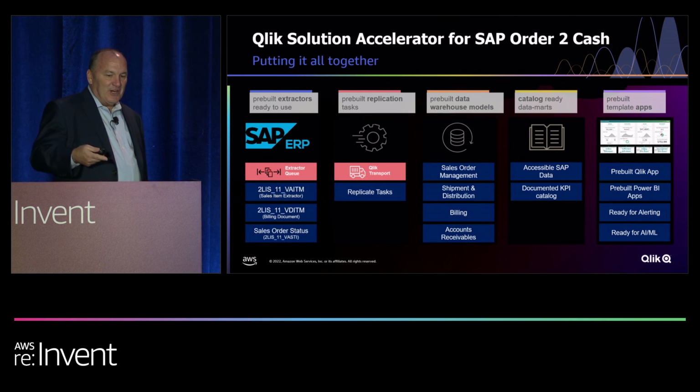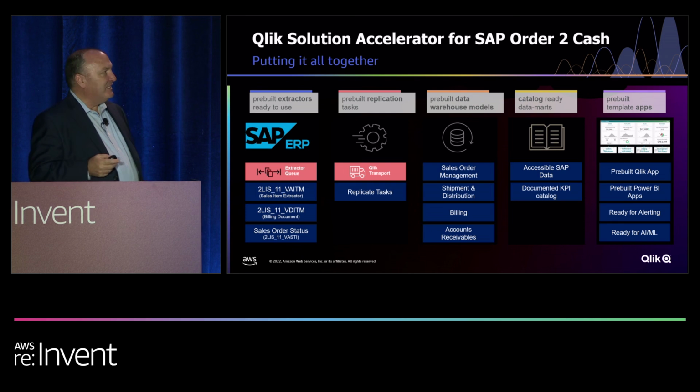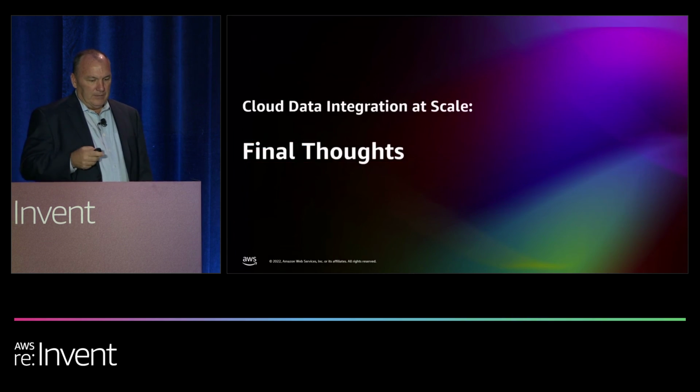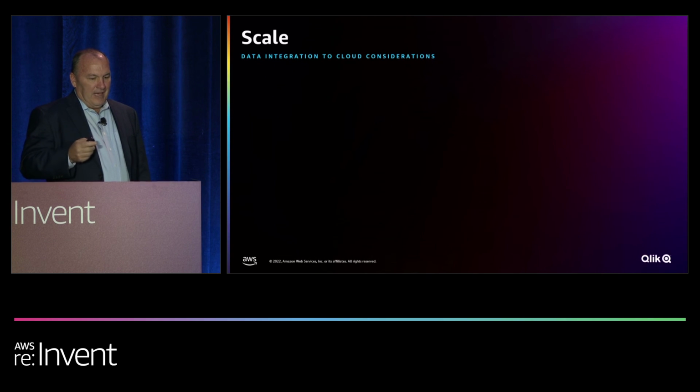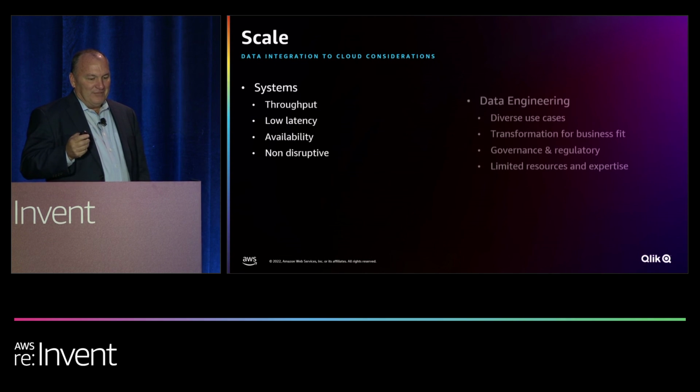So this is the example of the order to cash SAP Solution Accelerator. This is available when you're a Qlik customer and you're using data integration and analytics. This is available to you out of the box. And again, this is going to significantly help provide the scalability to your data engineering team in delivering business value to users. I'm out of time, but I wanted to give you a few final thoughts.